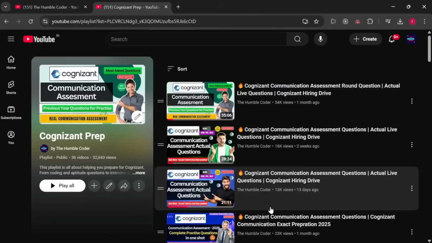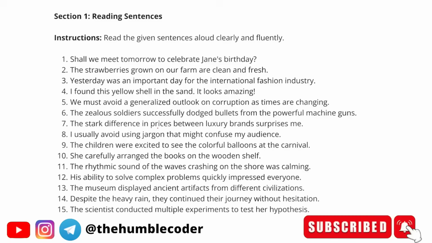So let's get started with the first section. Let's start by looking at the first set of questions that we have. In these questions, the instructions given to us are: read the given sentences aloud clearly and fluently. Basically, we will have sentences one by one on our screen. We need to read them aloud. I would highly suggest that before watching how I am pronouncing these sentences, you also try to read them aloud so that you get actual practice of how the questions will appear in your examination. So let's start with the first sentence.